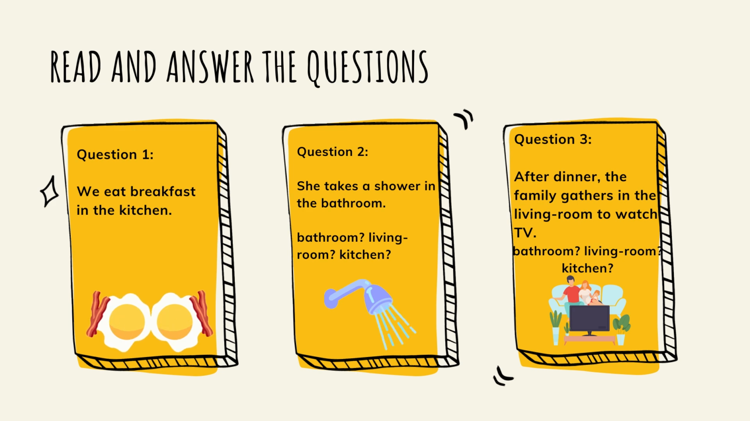And here are the answers. We eat breakfast in the kitchen. She takes a shower in the bathroom. After dinner, the family gathers in the living room to watch TV.